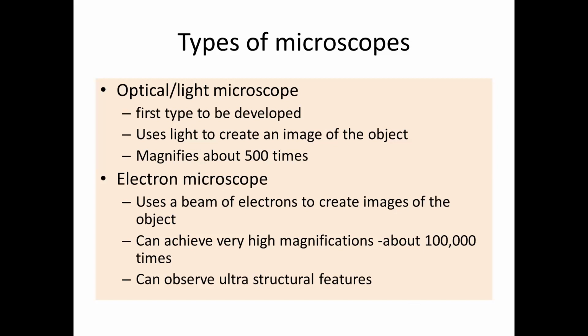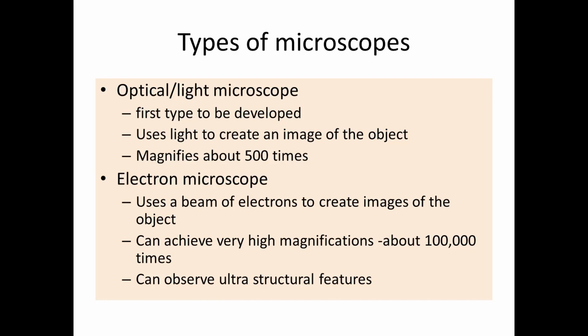Now let us look at the different types of microscopes. Optical or light microscopes are the ones that were first developed and discovered. Optical light microscopes use light to create an image of the object that you are viewing. These microscopes have the ability to magnify the object 500 to 1000 times.